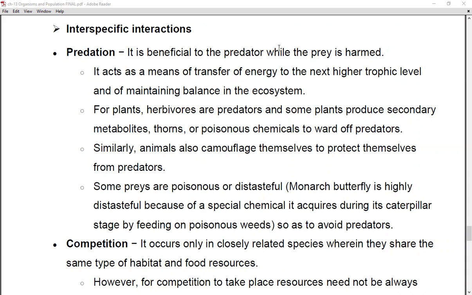Next, similarly, animals also camouflage themselves to protect themselves from predators. The example of this is the chameleon, right? The chameleon has the ability to change its color based on changes in the environment. If any predator is coming or trying to attack, the chameleon changes its color, right?